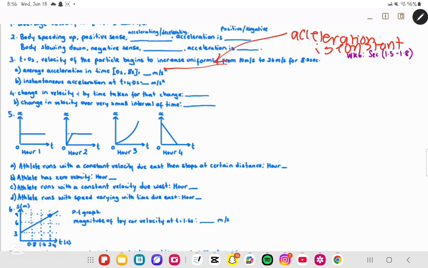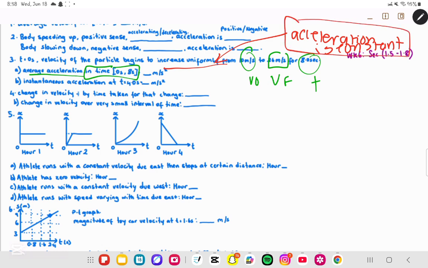They said from 10 meters per second, so this is V initial, 26 meters per second, V final, and then 8 seconds, this is the time. They want to find the average acceleration in the time 0 to 8 seconds. Honestly, I'm just going to give you a trick. Because the acceleration is constant, the average acceleration in this time is going to be the same as the instantaneous acceleration at this time, right? So a very easy way to find the acceleration would be to do V final is equal to V initial plus acceleration times time.